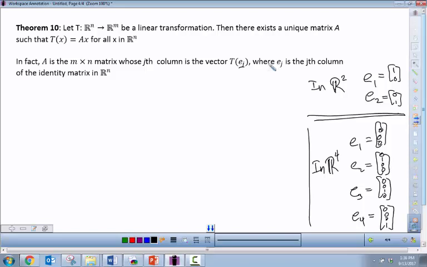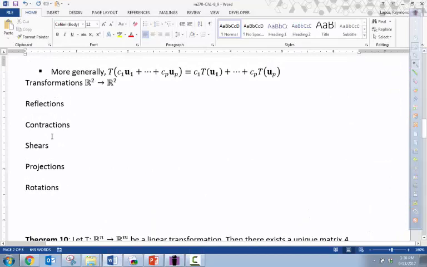All right, so let's try some transformations. Let's think about transformations that might be easy to deal with. Some of the transformations listed here are reflections, contractions, where you're shrinking something, shears, we've talked about shears, projections, and rotations. So let's do an example. Let's pick one. What do you want to do?